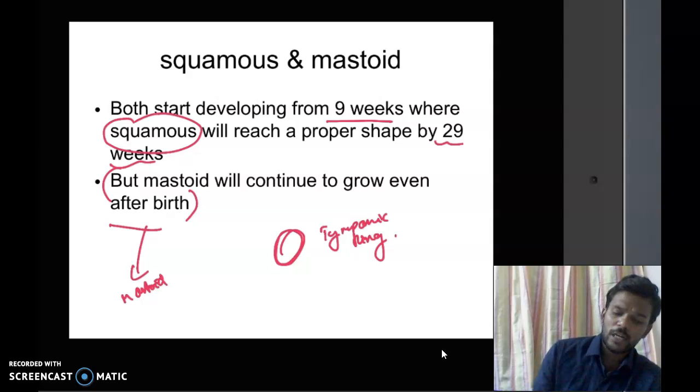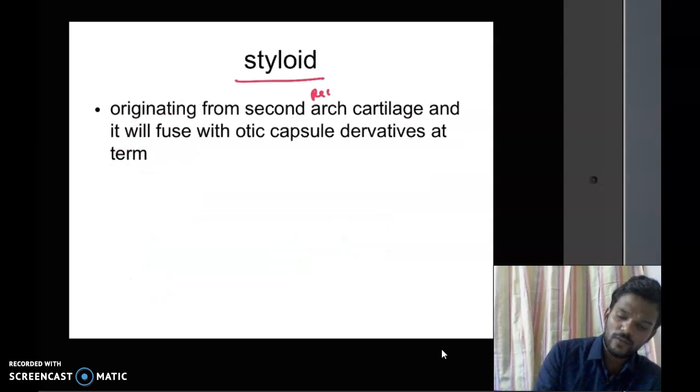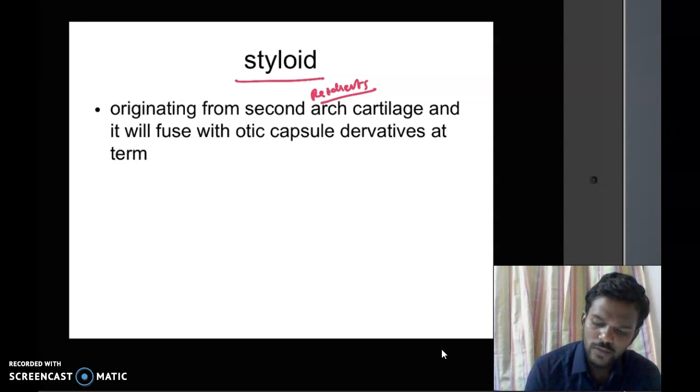So styloid process, as I already said, develops from Reichert's cartilage of second arch. So it will fuse with the otic capsule only at term. The surgical importance of the temporal bone.